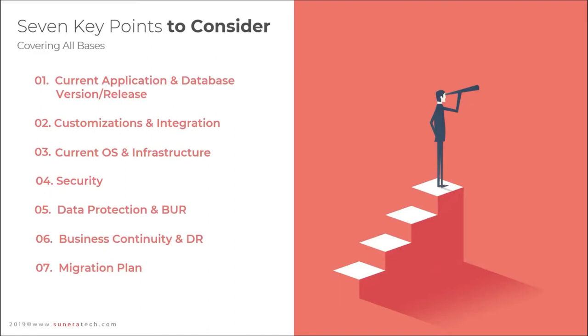The next is current operating system and infrastructure. This has a great influence on the bill of materials that you can leverage. This significantly influences whether you're able to do a lift and shift or you have to do some kind of a re-platform or re-architecture. The fourth is security.